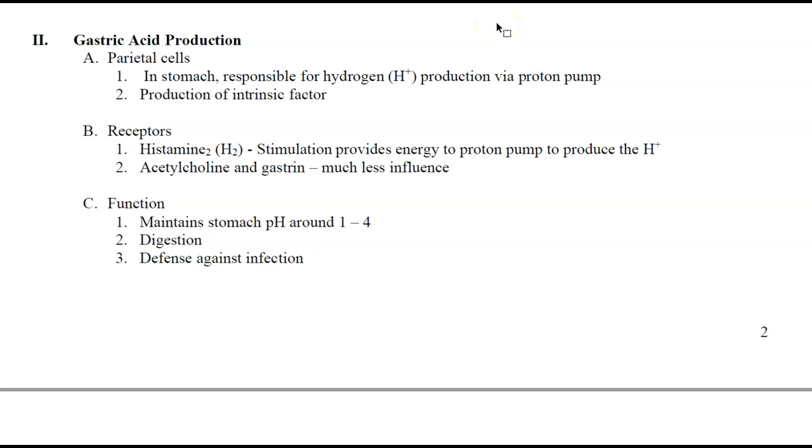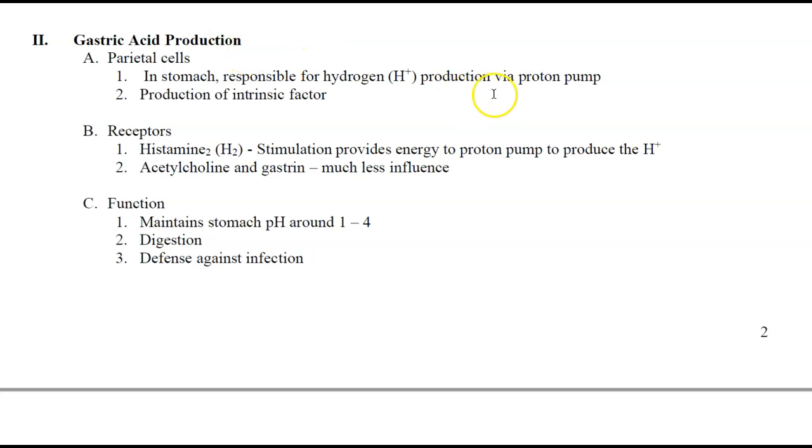The stomach is responsible for hydrogen production via the proton pump. So the hydrogen potassium adenosine triphosphate pump, or ATPase pump, this is the pump for transport of hydrogen ions, which is located in the parietal cells. So hydrogen ions are pumped out of the cell into the gastric lumen in exchange for potassium via the action of the proton pump, which then creates the acidic environment of the stomach.